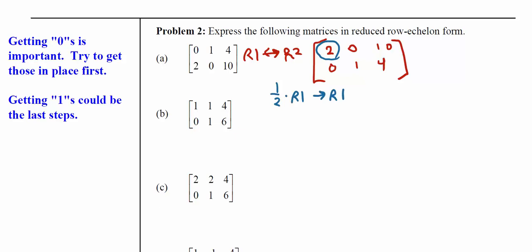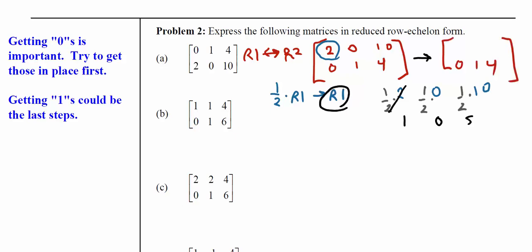Row 1 is as follows, and if we multiply everybody by 1/2, we'll note that this becomes a 1. This, of course, is a 0, and then half of 10 is 5. This then becomes our new row 1. Row 2, of course, was 0, 1, 4, and then we're done with this problem.